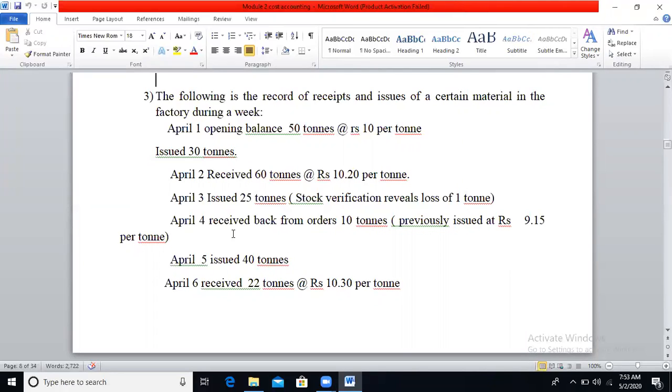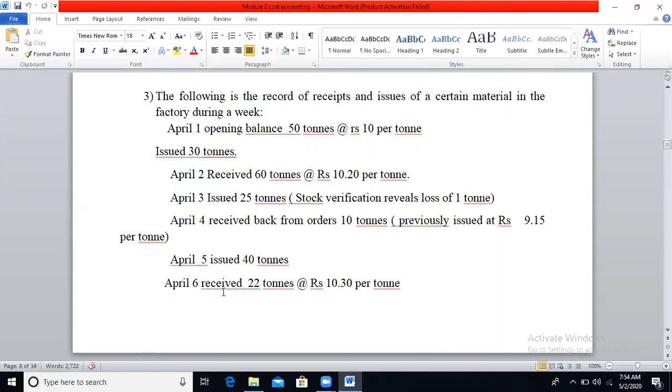April 4th, received back from orders 10 tons previously issued at rupees 9.15 per ton. Received back from orders means goods returned. So returned goods 10 tons. The price they have mentioned in the problem itself, that is 9.15 per ton. If they have not given the price for the returned goods, see the balance column. What is the price prevailing at the first? That should be considered. April 5th, issued 40 tons.